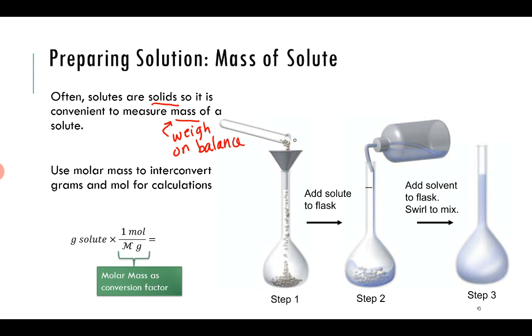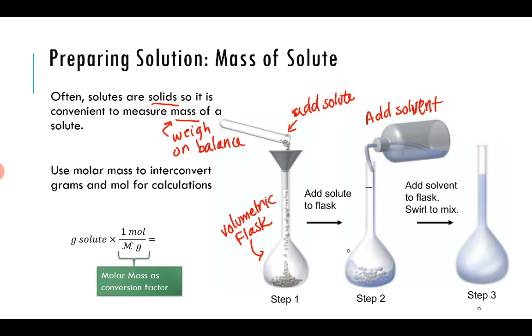And then we'll have a container and we can empty it out into a volumetric flask. So this shaped flask is called a volumetric flask. Then now we have all this solid in here, and we're going to add some solvent. And so this is adding the solvent. That was adding the solute. After we add the solvent, we're going to swirl it to dissolve the solute.